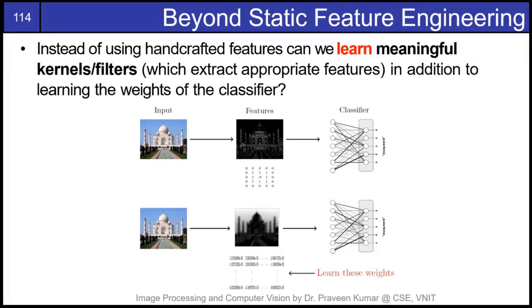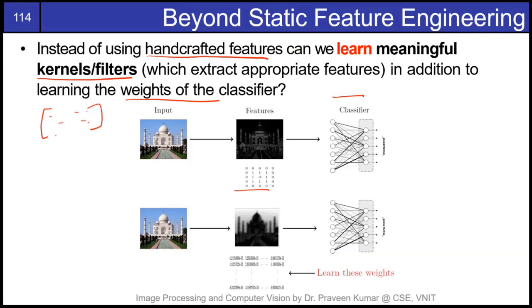The idea was, instead of ourselves manually selecting features, which is what we call handcrafted features, we would like to learn those features automatically. So our classifier, in addition to learning its weights, can we have it learn or automatically extract these features also? To learn these features, we boil down to learning the weights or the kernels, which when applied to our input image will extract certain features.